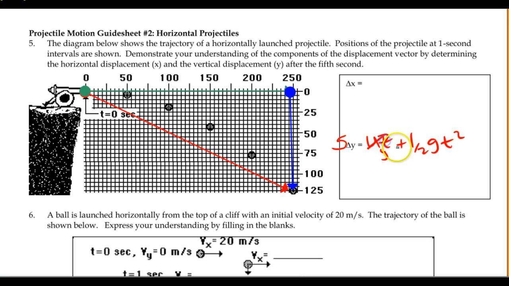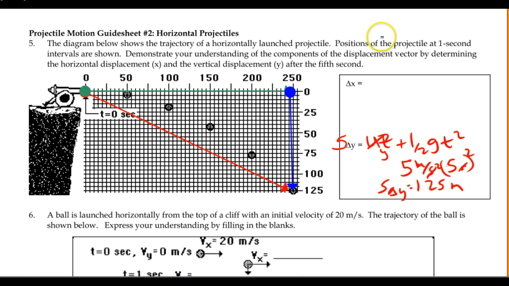There is no initial velocity in the y, so that part cancels out. 1/2 of g is 1/2 of 10, which is 5 meters per second squared, times the time squared, 5 seconds. Second squared cancel out. 5 times 5 times 5 is 125 meters. We've already seen that multiple times.